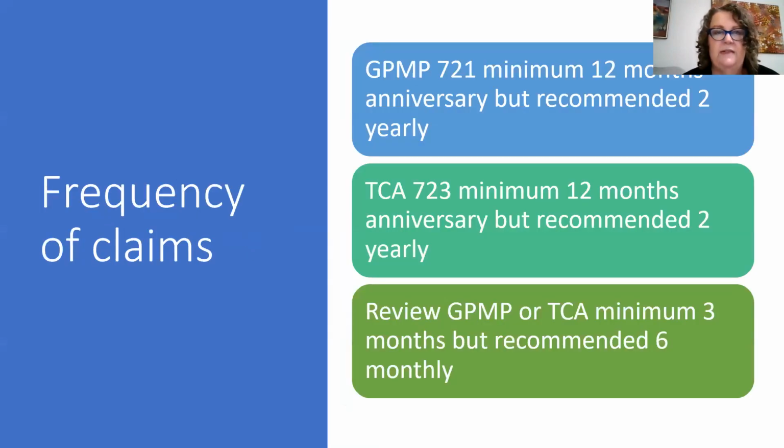So what's the frequency of claims? The GP management plan is an item number 721, and it is a minimum of a 12-month anniversary, but it's actually recommended every 2 years. This can be challenging sometimes. If another GP who has seen the patient once or twice and has recognised they've got a chronic disease and has provided a care plan, then there's a limitation on me being able to claim that even though I'm their regular GP.